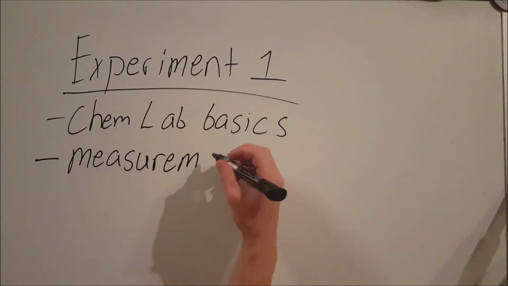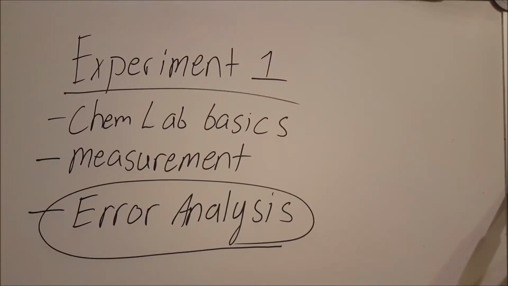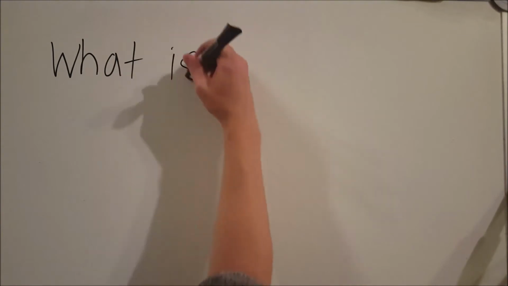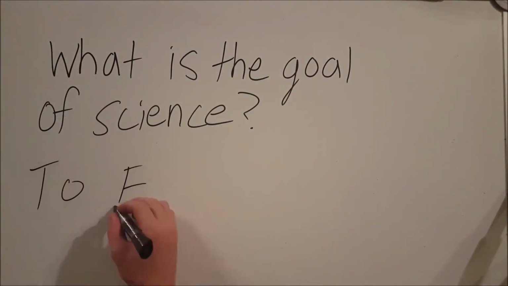Nevertheless, there are three main objectives that TAs and lab professors are trying to communicate in Experiment 1. The first one is Chem Lab basics, such as safety. The second is proper measurement technique. And the third and most important one is error analysis. In order to understand the reason why we spend an entire day of lab focused on error analysis, we first must beg the question, what is the goal of science?